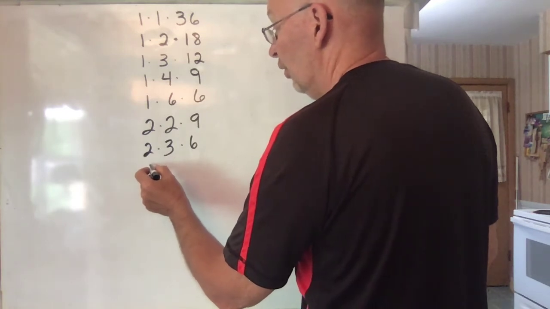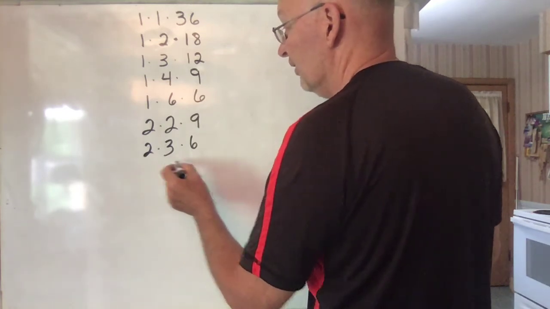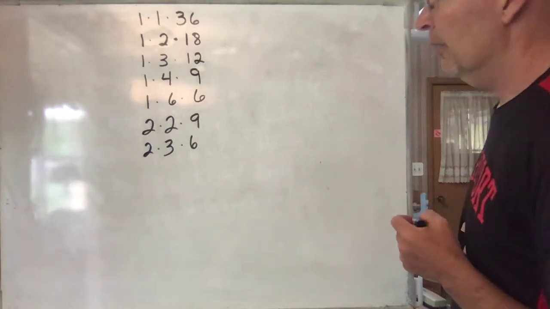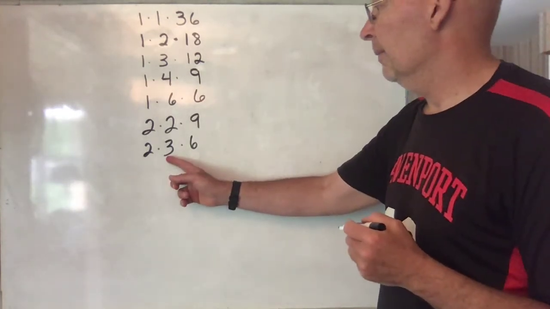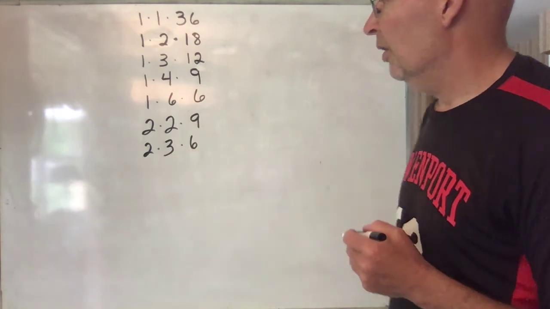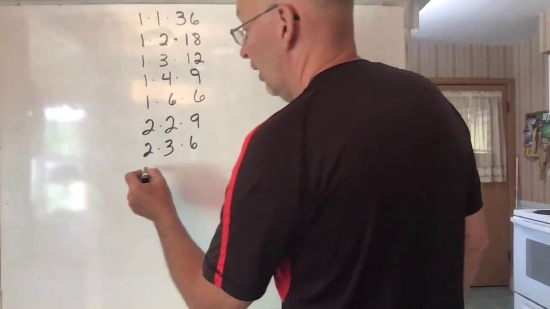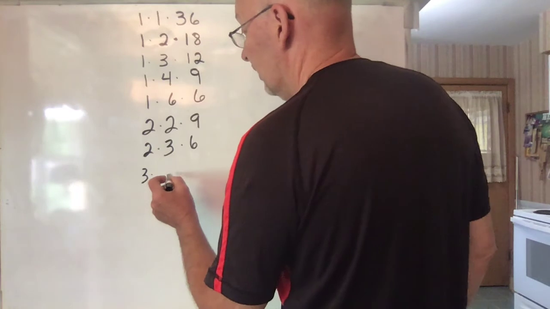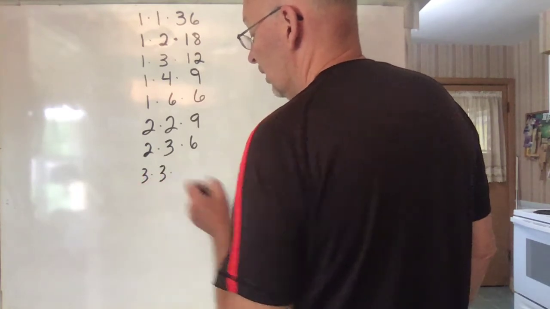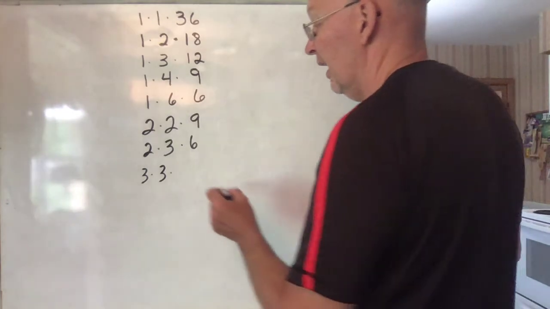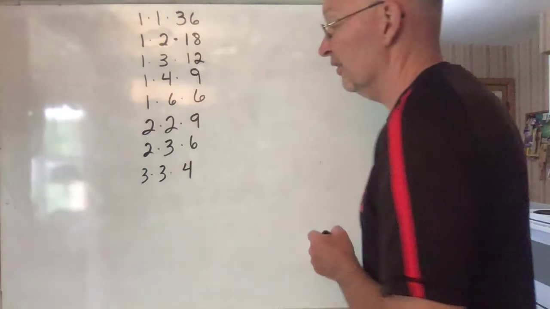2 times 4, 2 times 5, 2 times 6. I think that's all you can do with 2's. So finally, how about 3? 3 times 3 is 9. 9 times 4 is 36.